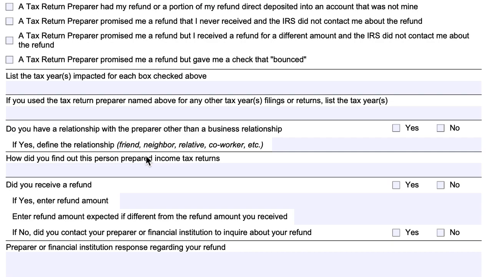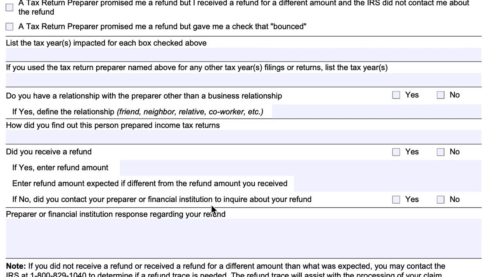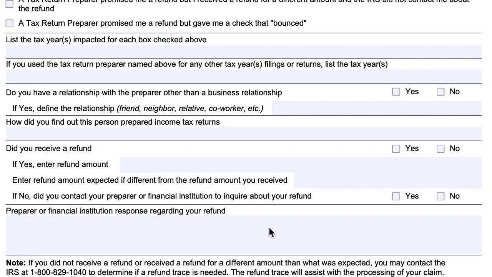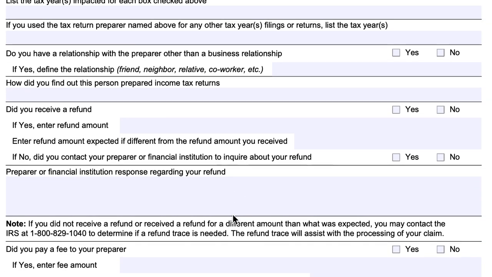This is really the Internal Revenue Service trying to collect information on whether or not this is a growing trend of scams, just trying to get more information about this particular operator to see if this was a one-off or if they're actually running a system of scams and that affects other taxpayers. Did you receive a refund? Put your refund amount if yes. Did you contact your tax return preparer or your financial institution to ask about your refund? And then the tax preparer or financial institution's response.